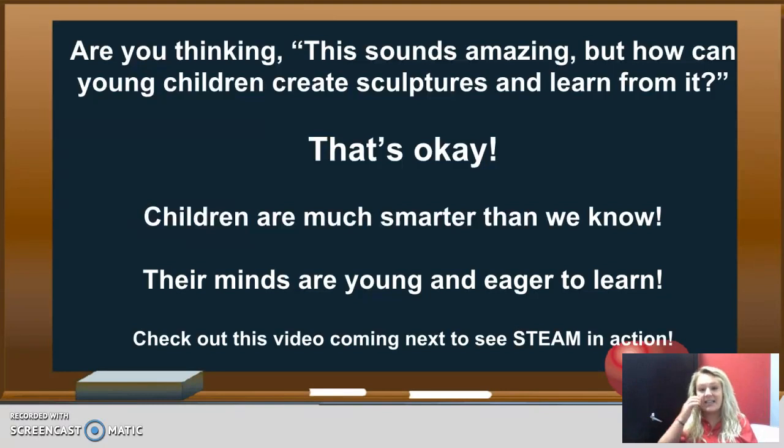That's okay. I was thinking the same thing until I dug so deep into this research and found that all the studies that have been completed on children show that when they're so young and their brains are so equipped with eagerness and they're ready to learn, they're so much smarter than we can even imagine.